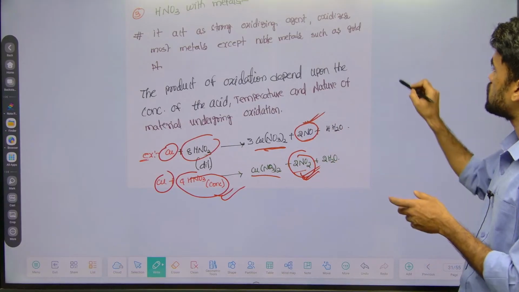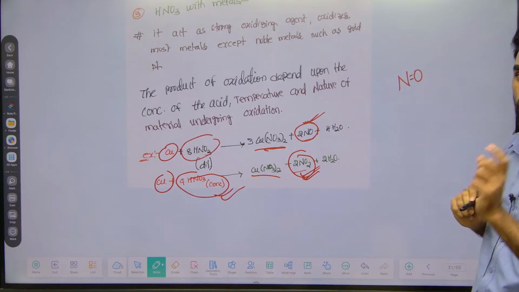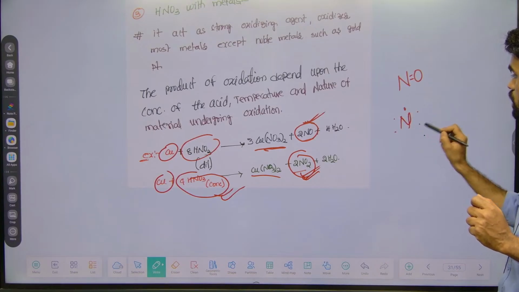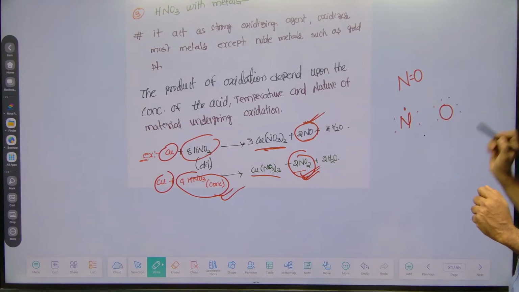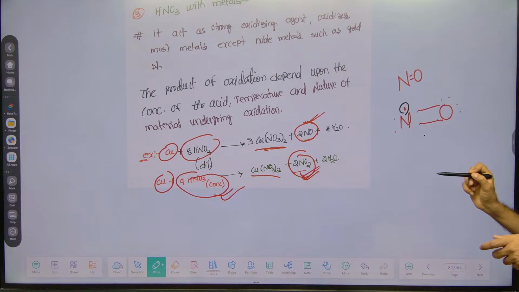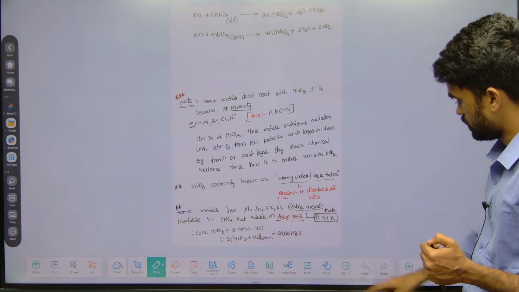Both NO and NO2 are also paramagnetic. Why is it paramagnetic? See, nitrogen contains an odd number of electrons. Nitrogen has 1, 2, 3, 4, 5, and oxygen has 6 electrons in the valency. You make a bond like this. Still, how many electrons are there? 3. It means an odd electron is there, so it can also be paramagnetic. Okay, fine. Next.